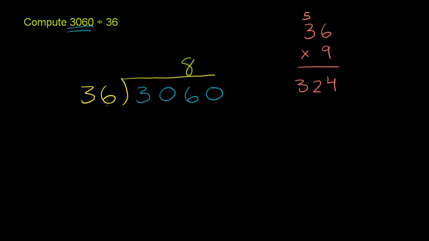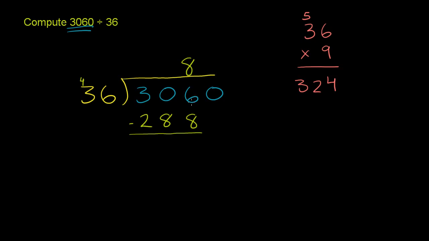8 times 6 is 48. Put the 8 there, carry the 4. 8 times 3 is 24, plus 4 is 28. So 8 times 36 is 288, and it fits. It's less than 306. 9 would have been too much. It would have been greater than 306. So now we can just subtract.